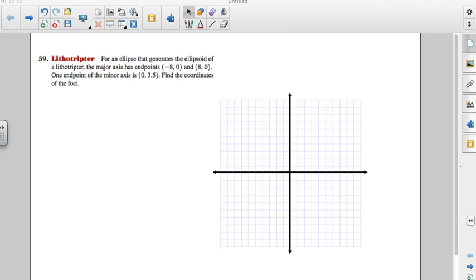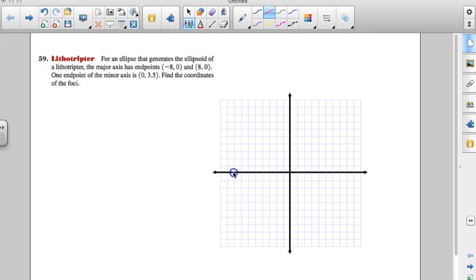These are the two problems that were asked for the FAQs for section 8.2, day 2. It says, for an ellipse that generates the ellipsoid of a lithotripter, the major axis has endpoints at -8, 0, and 8, 0. So those would be the first things that I marked down here. And it did say that that was the major axis, which really makes these the vertices. So if those are the vertices, we are supposed to keep going with this.